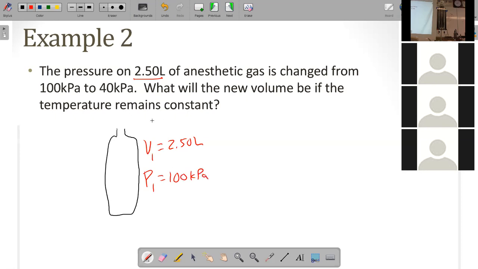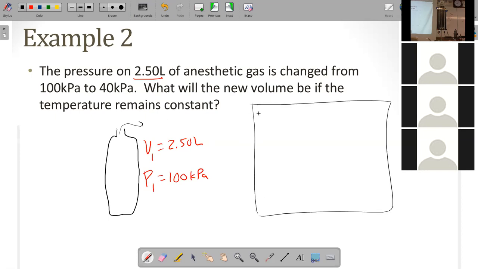Whenever you let the gas out of the bottle, if you were to let all this gas out, it could take up a lot of space, much bigger volume. Because this gas is compressed, it's high pressure, low volume. When the gas escapes, it can end up with a larger volume. So now there's a new pressure, 40 kilopascal.